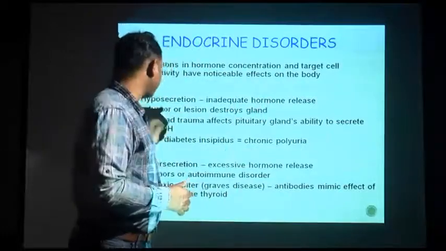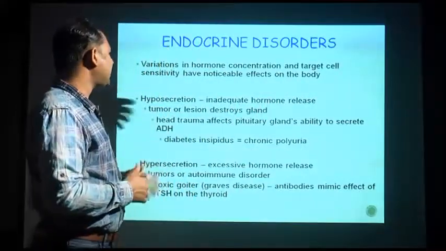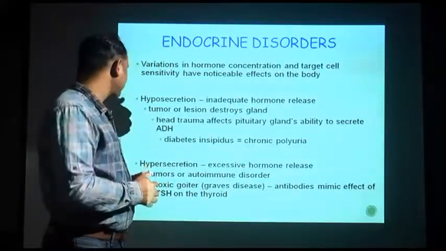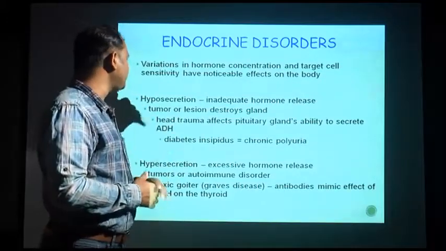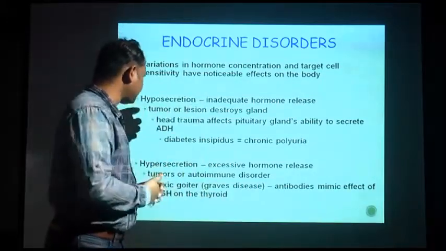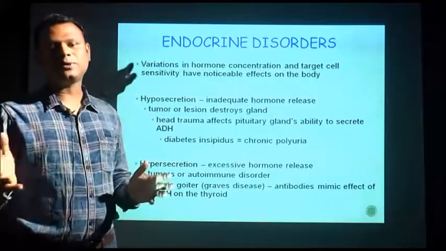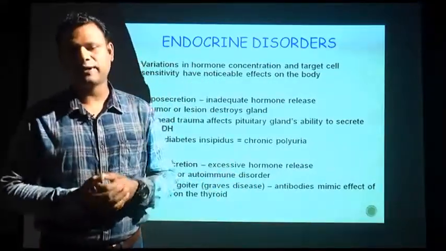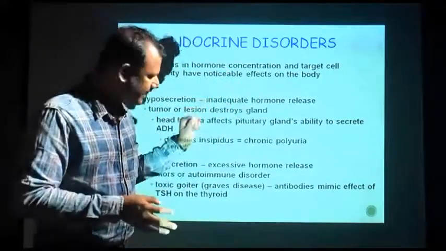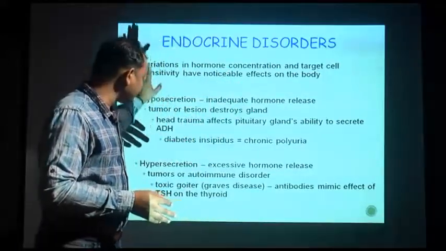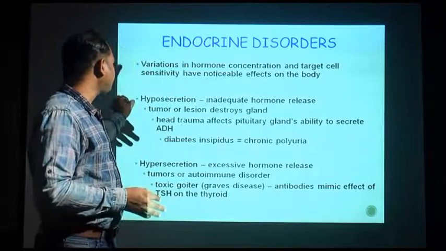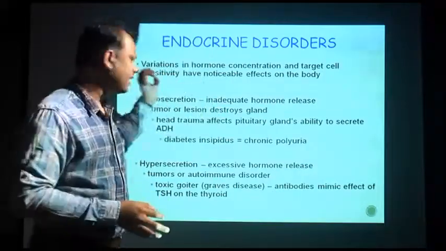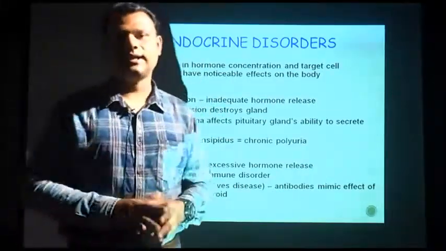And hypersecretion. Hypersecretion is excessive hormone release, and tumors or autoimmune disorders can also cause hypersecretion. For example, toxic goiter, Graves disease, where antibodies mimic the effect of thyroid hormone. So, we are going to cover in detail hyposecretion and related disorders, and hypersecretion and related disorders.